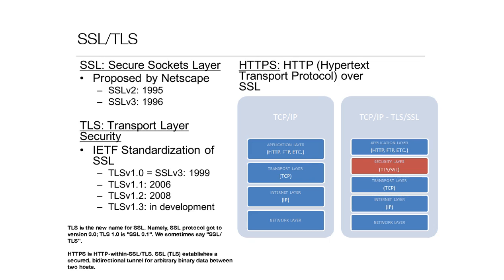It is called secure socket layer, proposed by Netscape. SSL version 2 was released in 1995 and SSL version 3 was released in 1996. Then the Transport Layer Security protocol suite came after that. TLS version 1, which is equivalent to SSL version 3, was released in 1999, and after that TLS versions 1.1, 1.2, and 1.3 were released. Now 1.3 is also released.